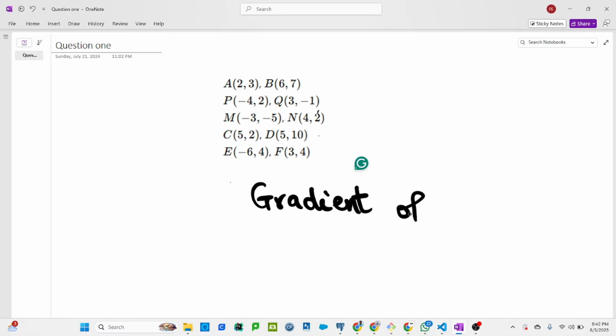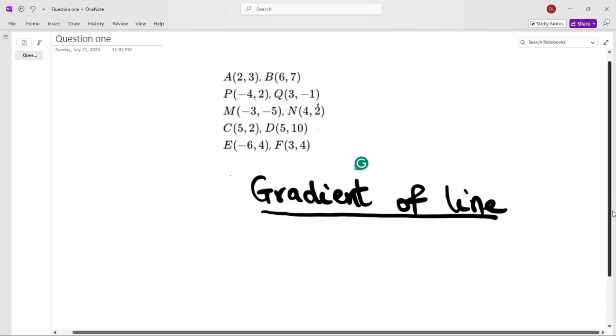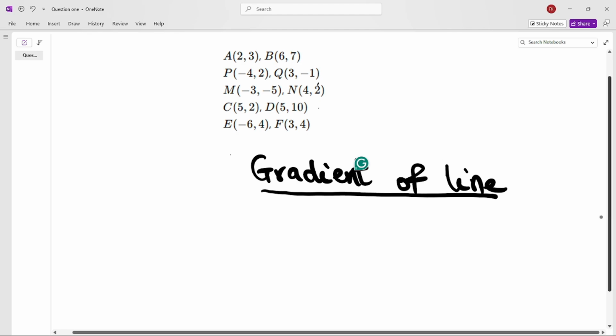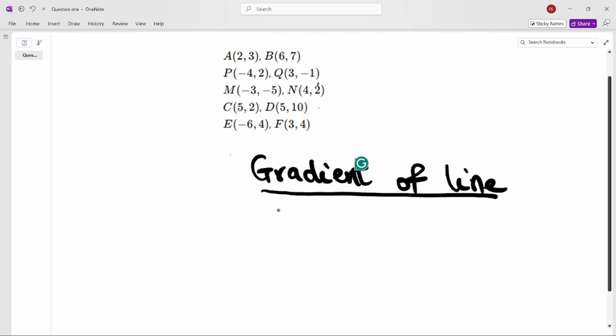Gradient of a line. That's the very key concept that examiners don't joke with a lot, and you need to know that because it's going to be there. What do you mean by gradient of a line? Another name for it is the slope. Slope of the line. So what does this mean basically?